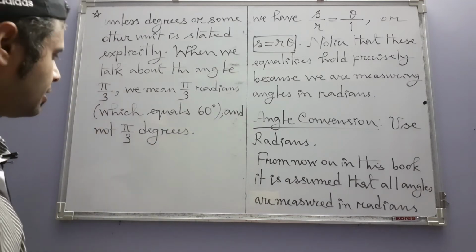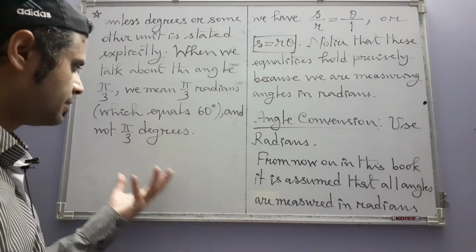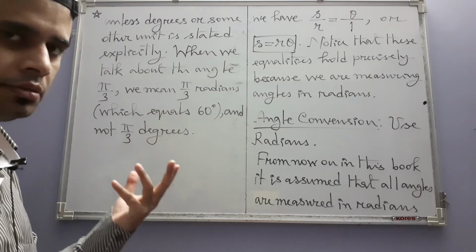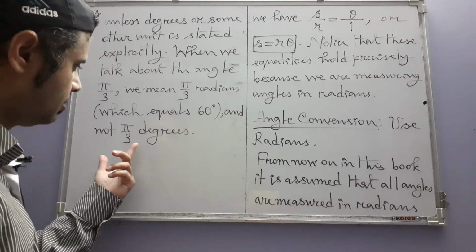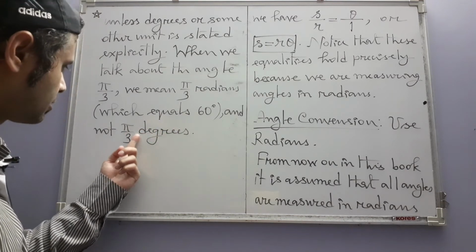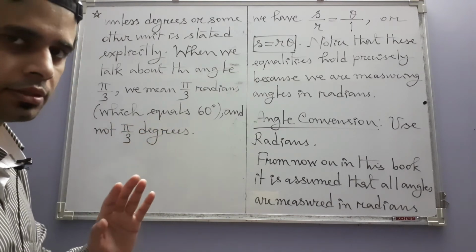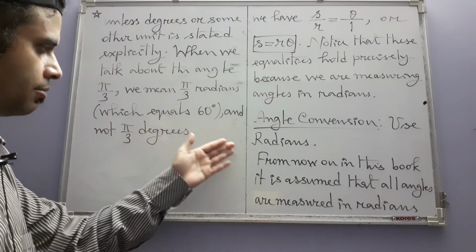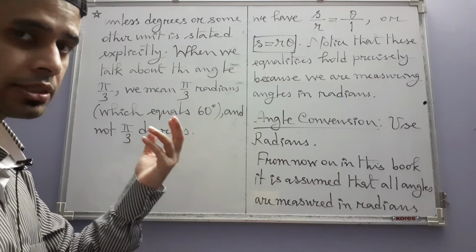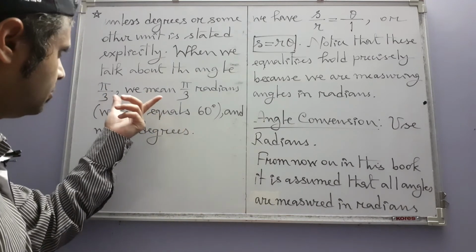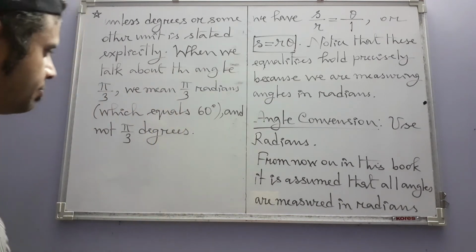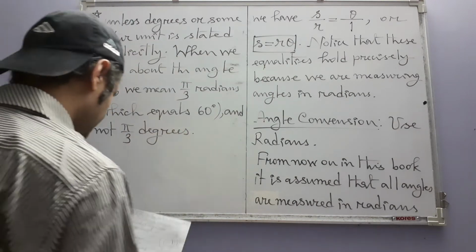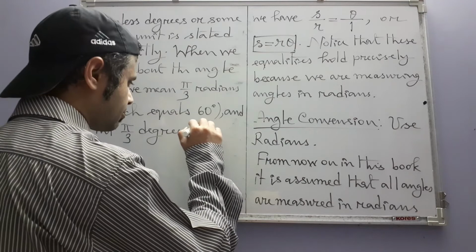That does not mean that pi divided by 3 degrees is meaningless. Pi divided by 3 degrees is also a measurement of some angle in the unit degrees, where the value is pi divided by 3. But usually when you see things like this, and when it is mentioned that it represents an angle, the unit is radians, that's all. And this is also very important when you do calculus.